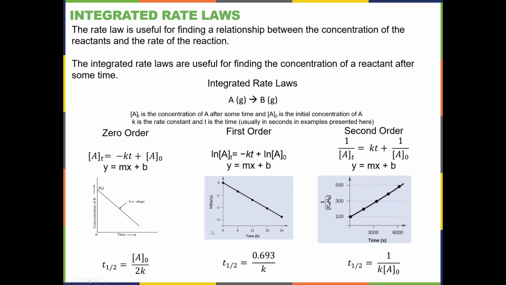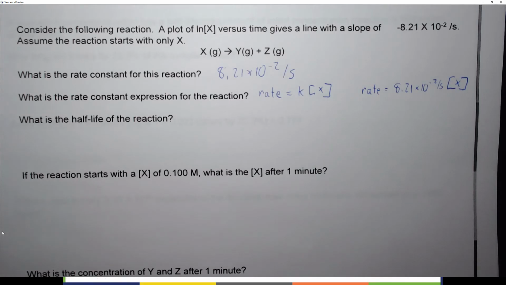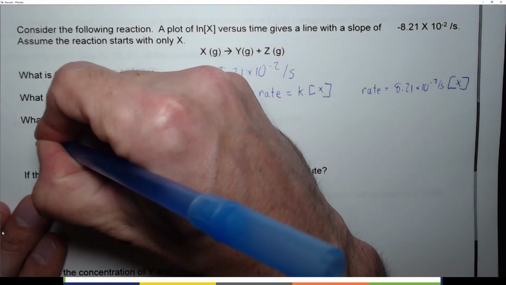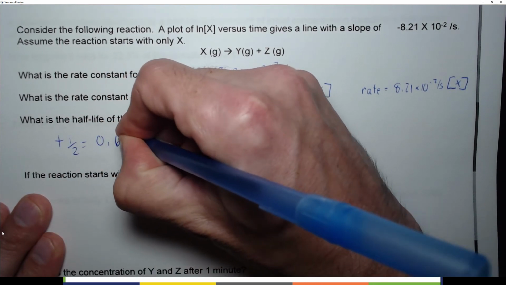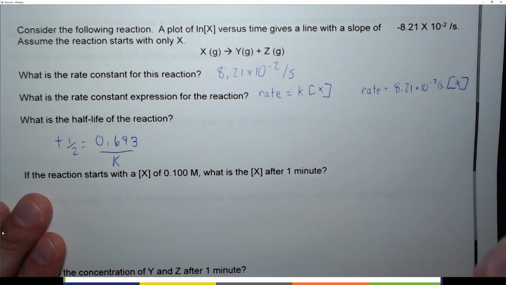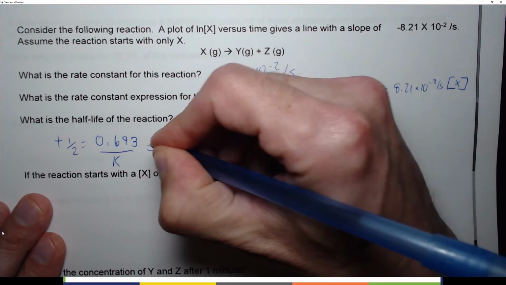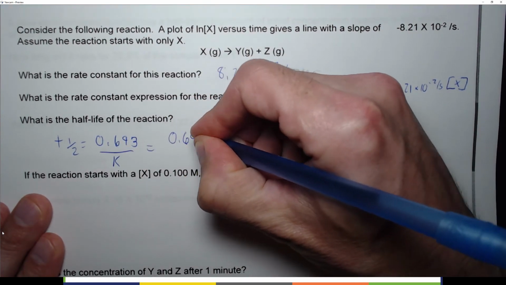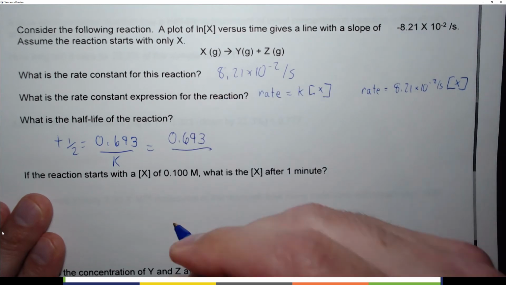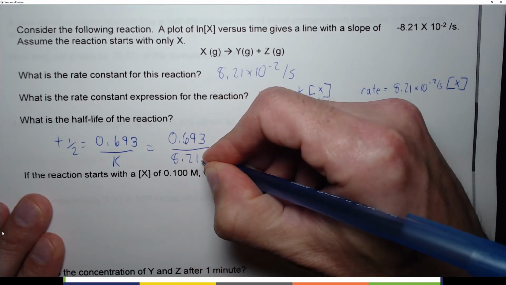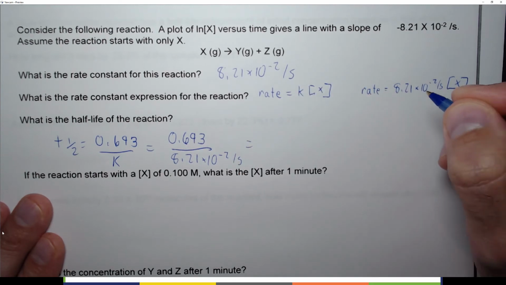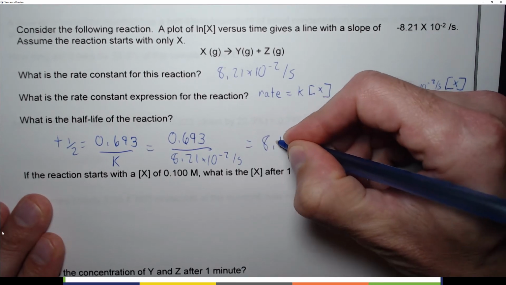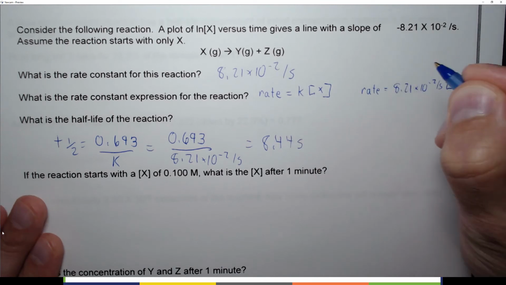So basically, you can look it up right here on this slide. If we look for a first-order reaction, the t1/2 equals 0.693 divided by k, which in this case is 0.693 divided by 8.21 times 10 to the minus 2 per second. And when you do that math, you find that the half-life of this reaction is 8.44 seconds.